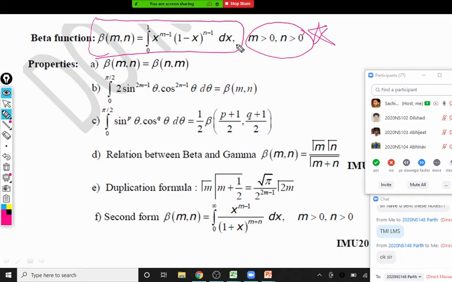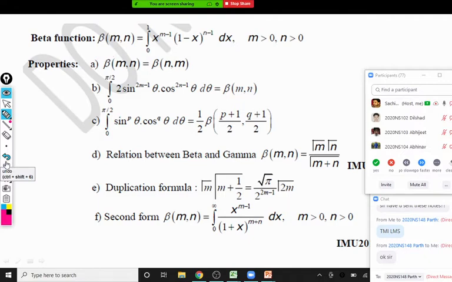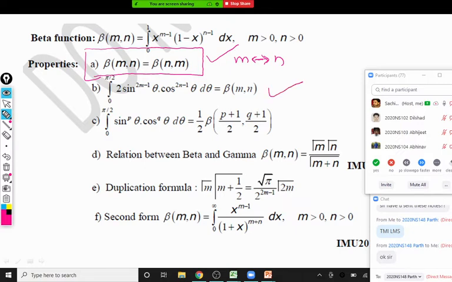Let me come to the properties of the beta function now. The first property says beta is a symmetric function. That means if we interchange m and n, the value of the beta function remains the same. That we have to prove here. The second property is known as the trigonometric form of a beta function. The original form of the beta function is the algebraic form, and this form is the trigonometric form.